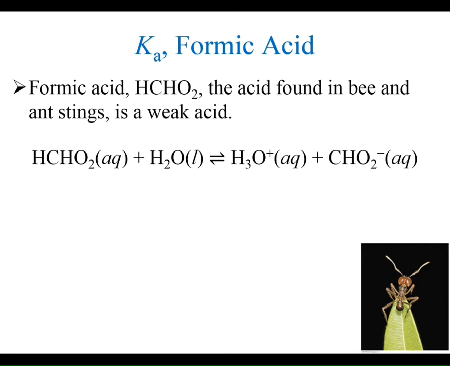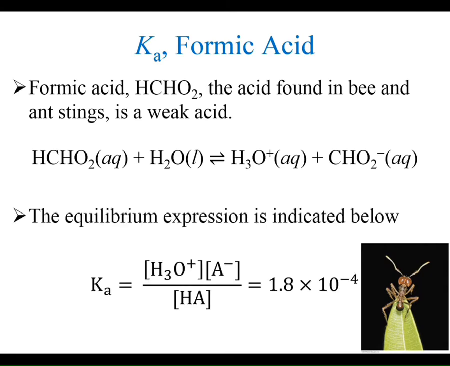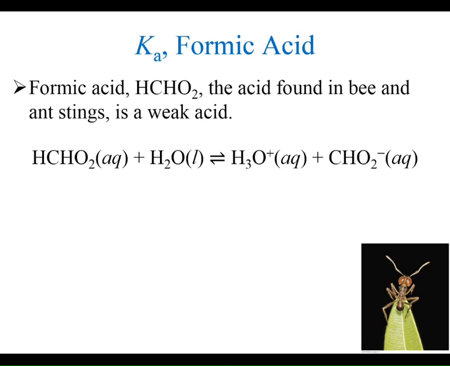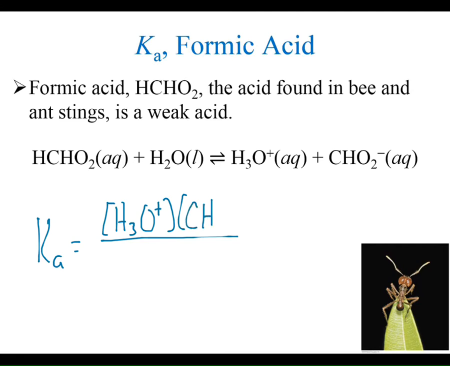So I could write a Ka for that. Right? So, in my case, I could write the actual Ka. So in ours, Ka would be concentration of hydronium times CHO2 negative over HCHO2. Right? So that's how you write the Ka for that. Okay?